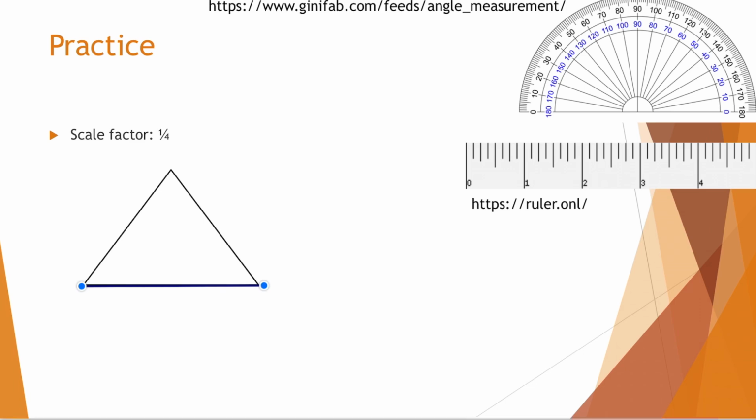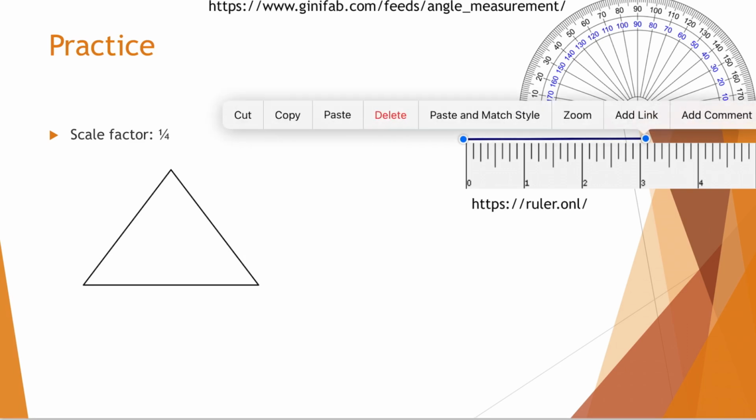So this is the original thing. We call this the pre-image. And we are going to try to make this 1/4 of that size. When you see the word scale factor, the scale factor is the ratio that you're going to multiply the lengths by to make your new image. So if I bring this over here, I'm going to measure it, and it's supposed to be 3 inches. We'll just scooch that up.